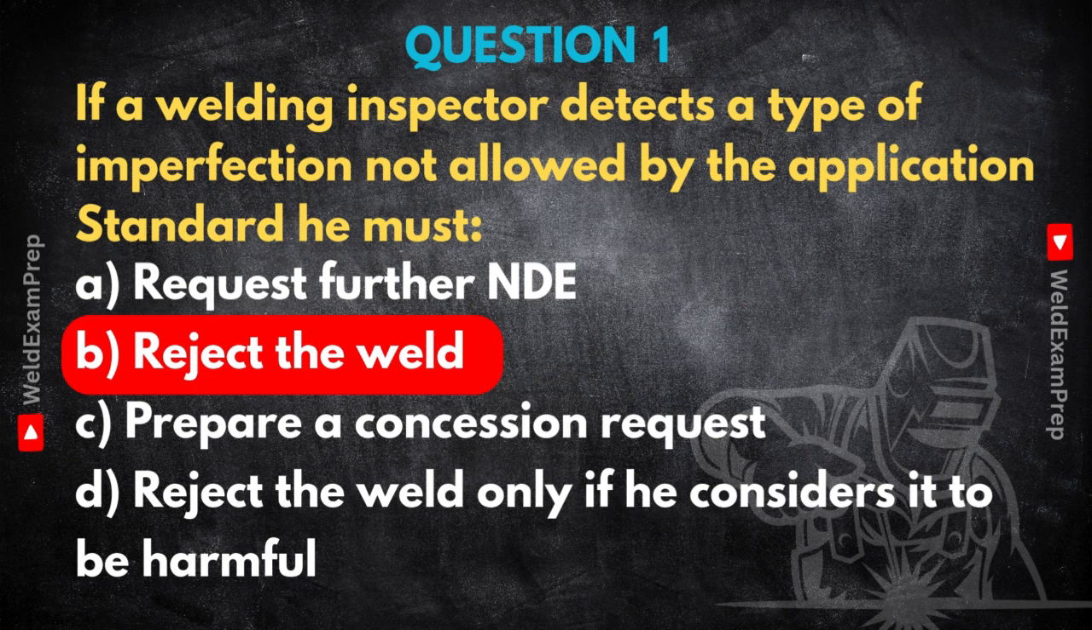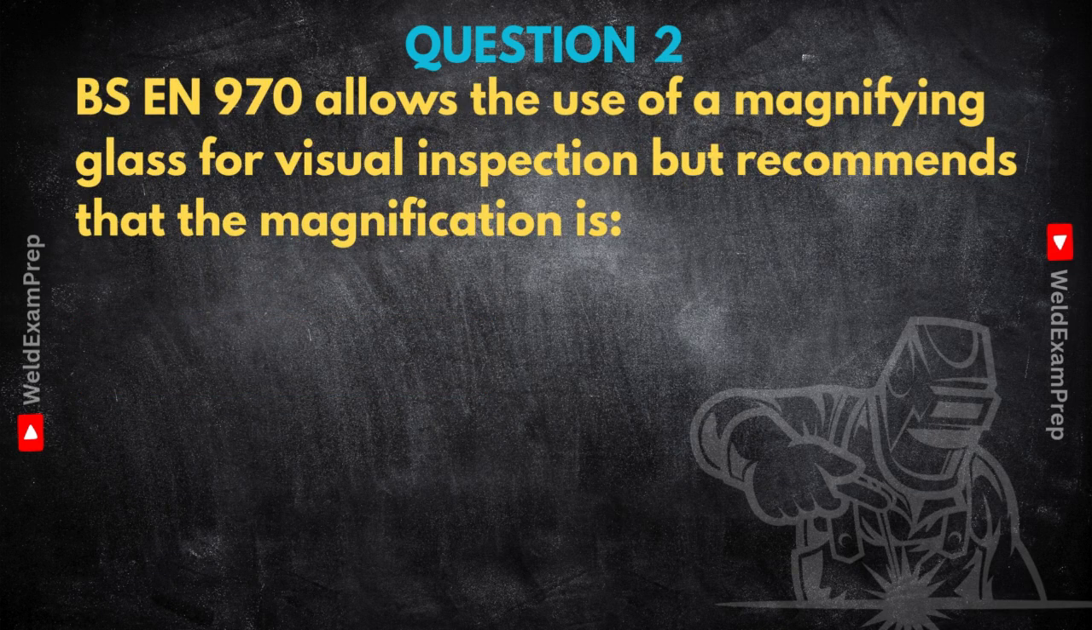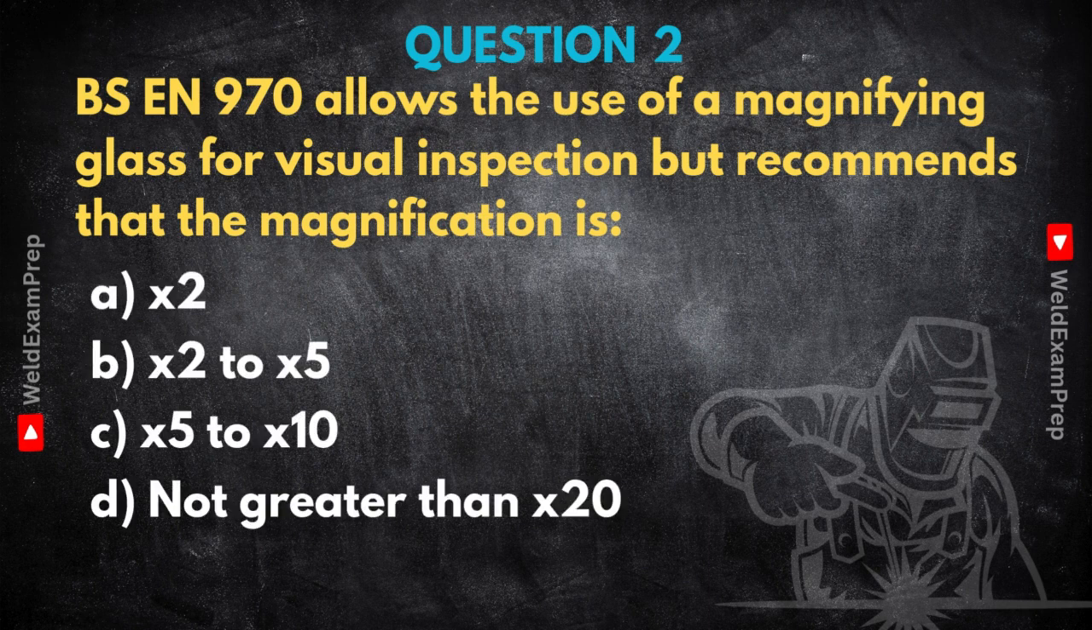Your integrity is key. Okay, moving from rules to tools. Let's talk about something every inspector uses, the magnifying glass. Practical stuff now. Here's the question. BS EN 970 allows the use of a magnifying glass for visual inspection, but recommends that the magnification is: options A, x2. B, x2 to x5. C, x5 to x10. D, not greater than x20.